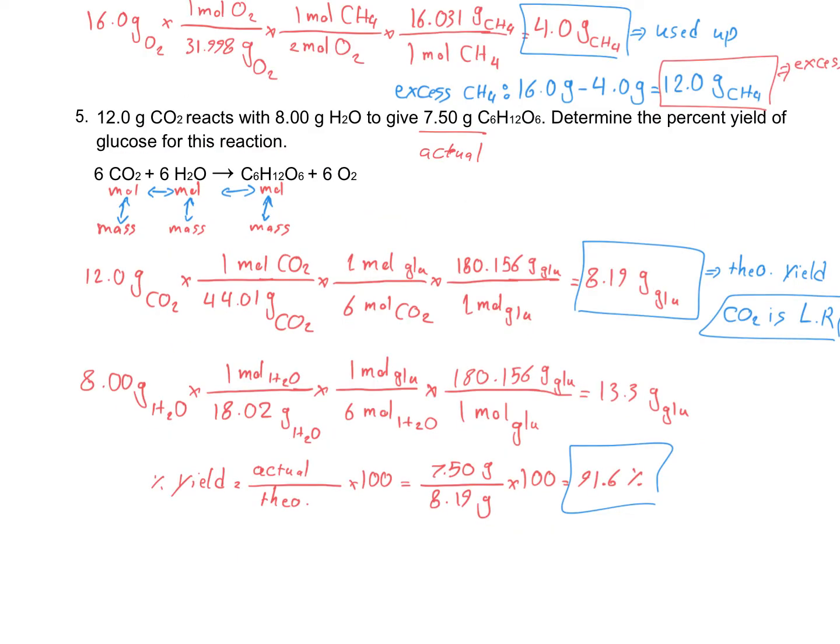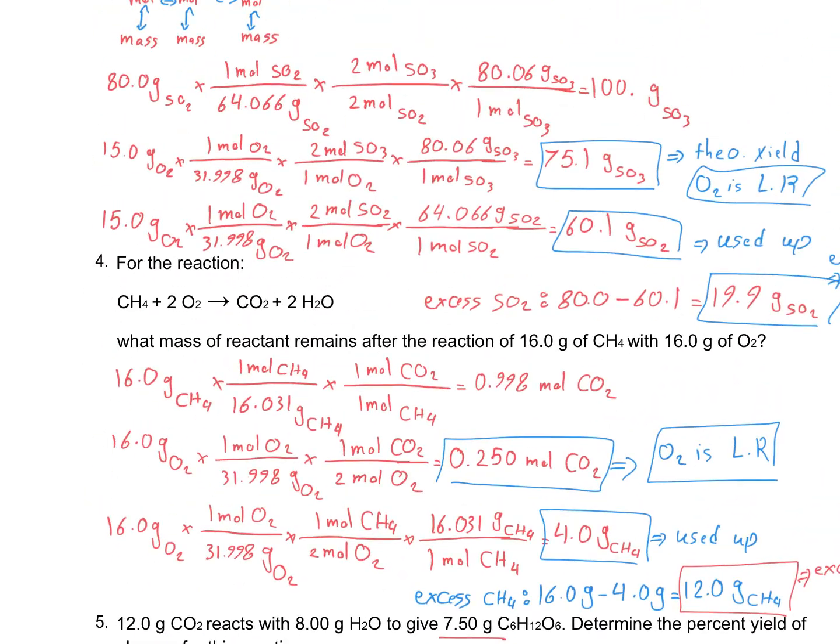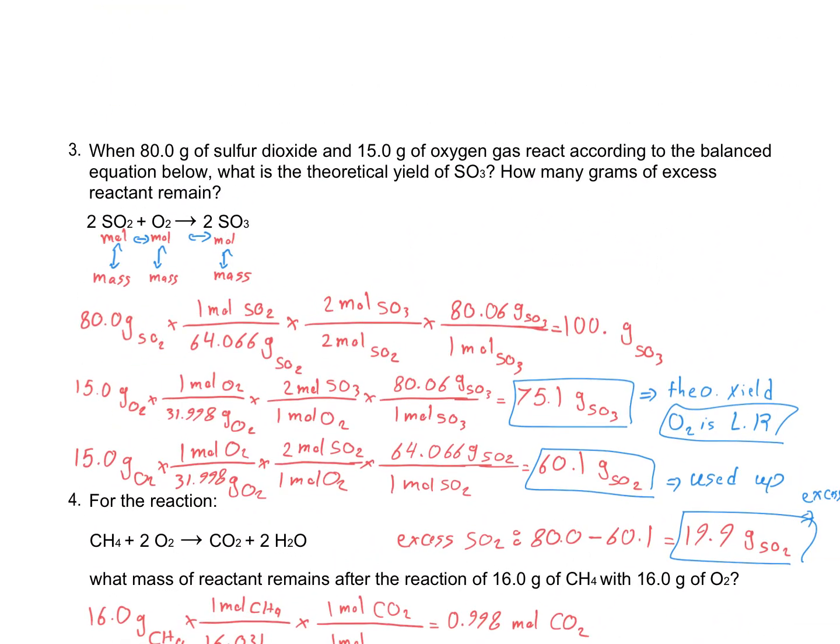Okay, so the next question is we have the same reaction, and again we have two amounts of product, two amounts for reactants, and we have to find the theoretical yield and how much excess of the reactant. So to find the theoretical yield, we have to use both of these masses, both of these reactants, and see how much product each of them make.